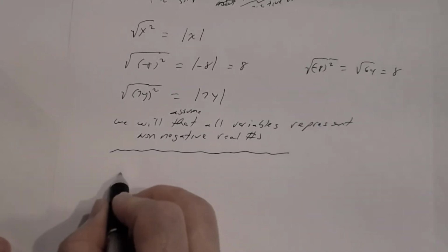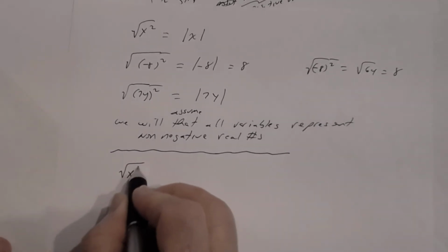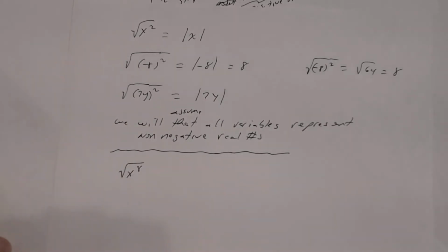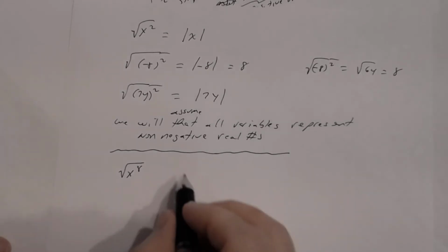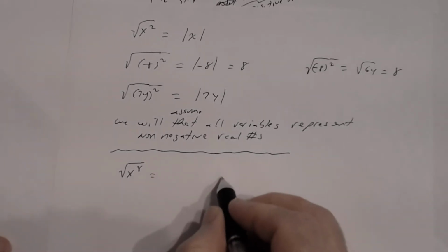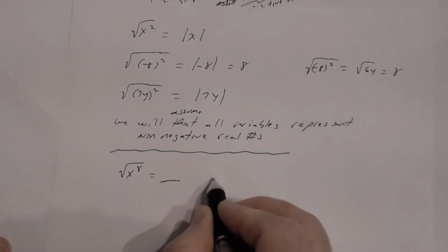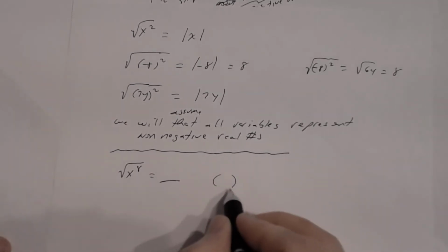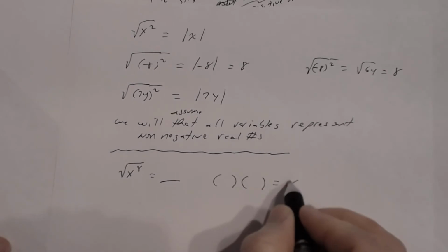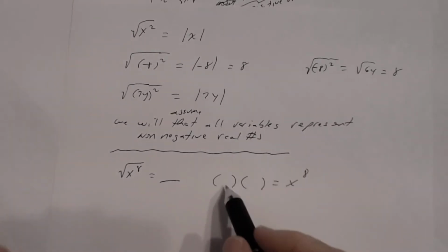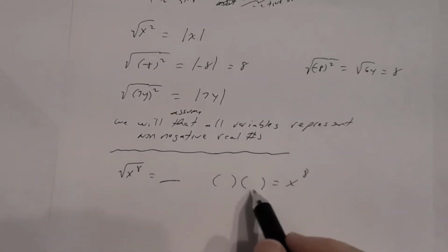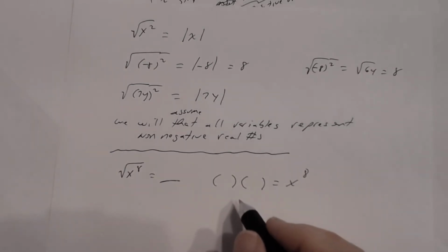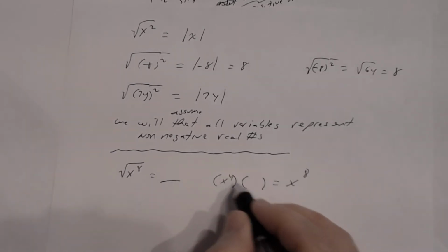If I want to simplify the square root of x to the 8th, let's think about what that is. The square root of x to the 8th is equal to what? Whatever this is, multiplied by itself, it better be x to the 8th, right? So what expression multiplied by itself is x to the 8th? X to the 4th, right?